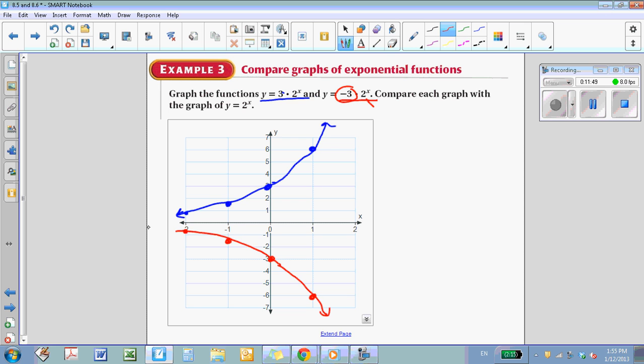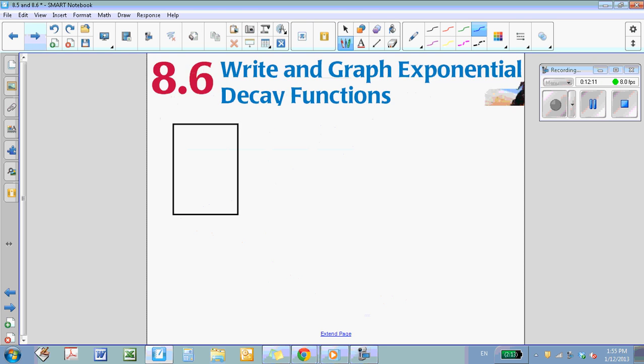And we're not going to worry about comparing it to 2 to the x, so we just want to grab these two. So this one is y is equal to -3 times 2 to the x, and the one on the top is y is equal to 3 times 2 to the x. And again, if you feel more comfortable using a table, you could certainly do that. It takes a little bit more time, but feel free to do that.